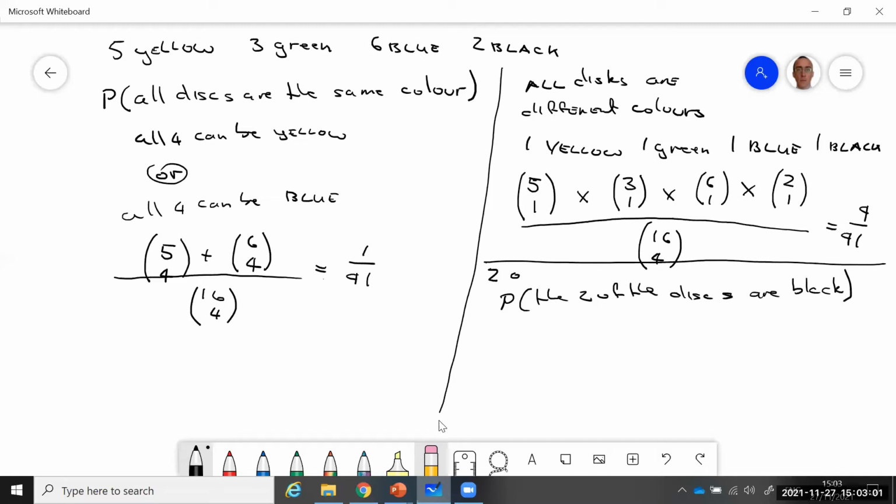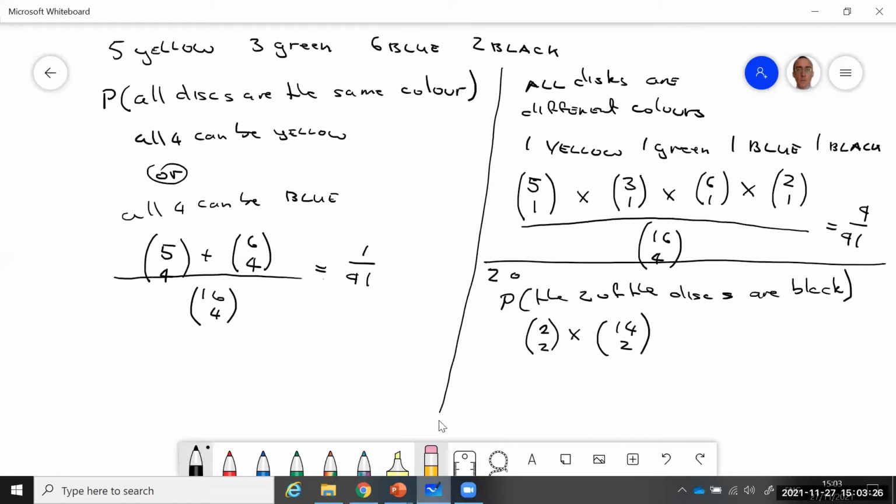Okay, so the deal is that of the 4 that you pick out, 2 of them have to be black, but the other 2 can be whatever color you want. So let's concentrate on the 2 black ones for the moment. How many different ways are there of choosing 2 black disks from the 2 black disks that are there? Well, that is 2 choose 2, and the other 2 can come from any of the remaining 14.